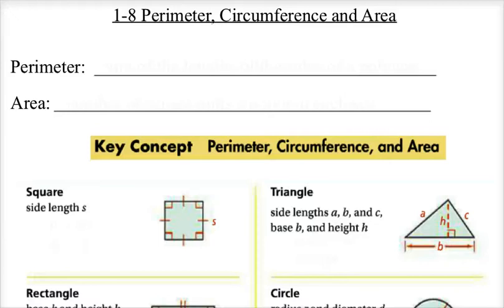This is section 1-8, perimeter, circumference, and area. These are all formulas that you should already be familiar with that you've seen last year or the year before. So this will just be a nice quick review.